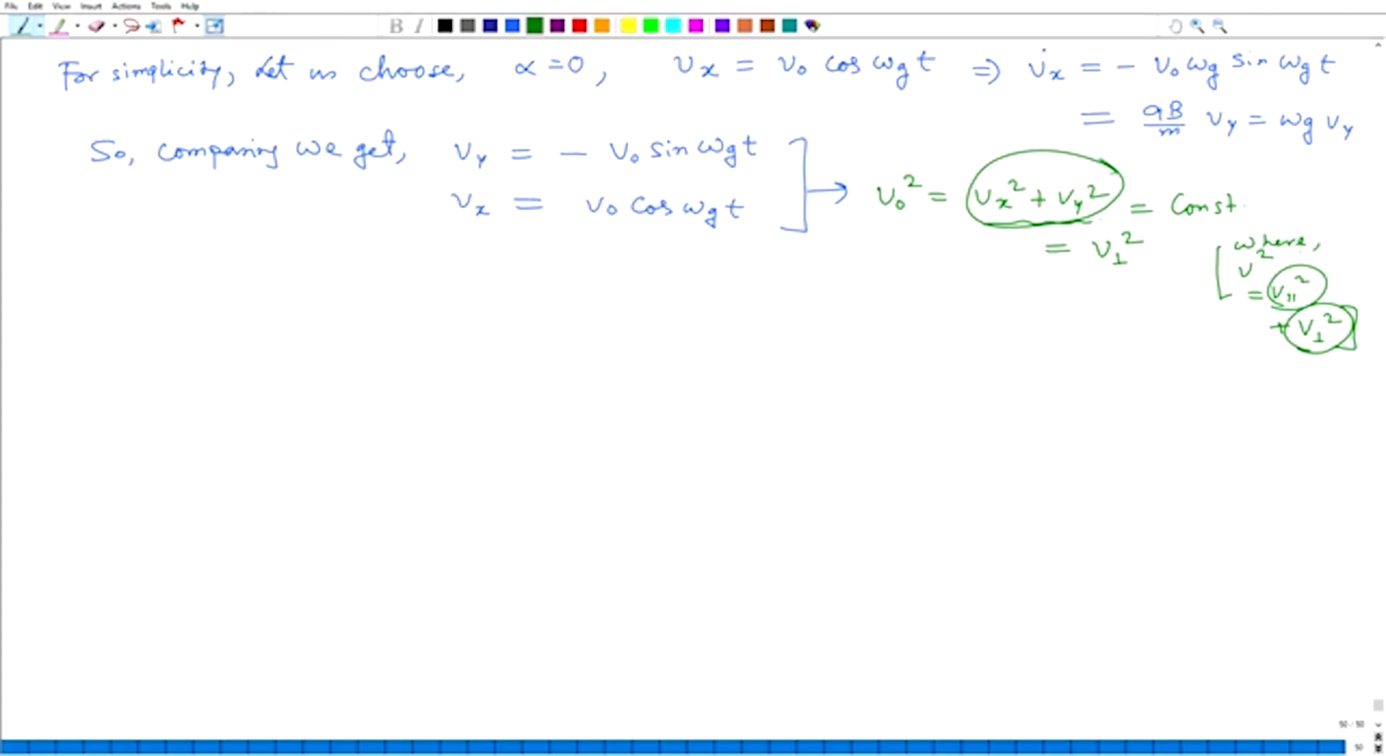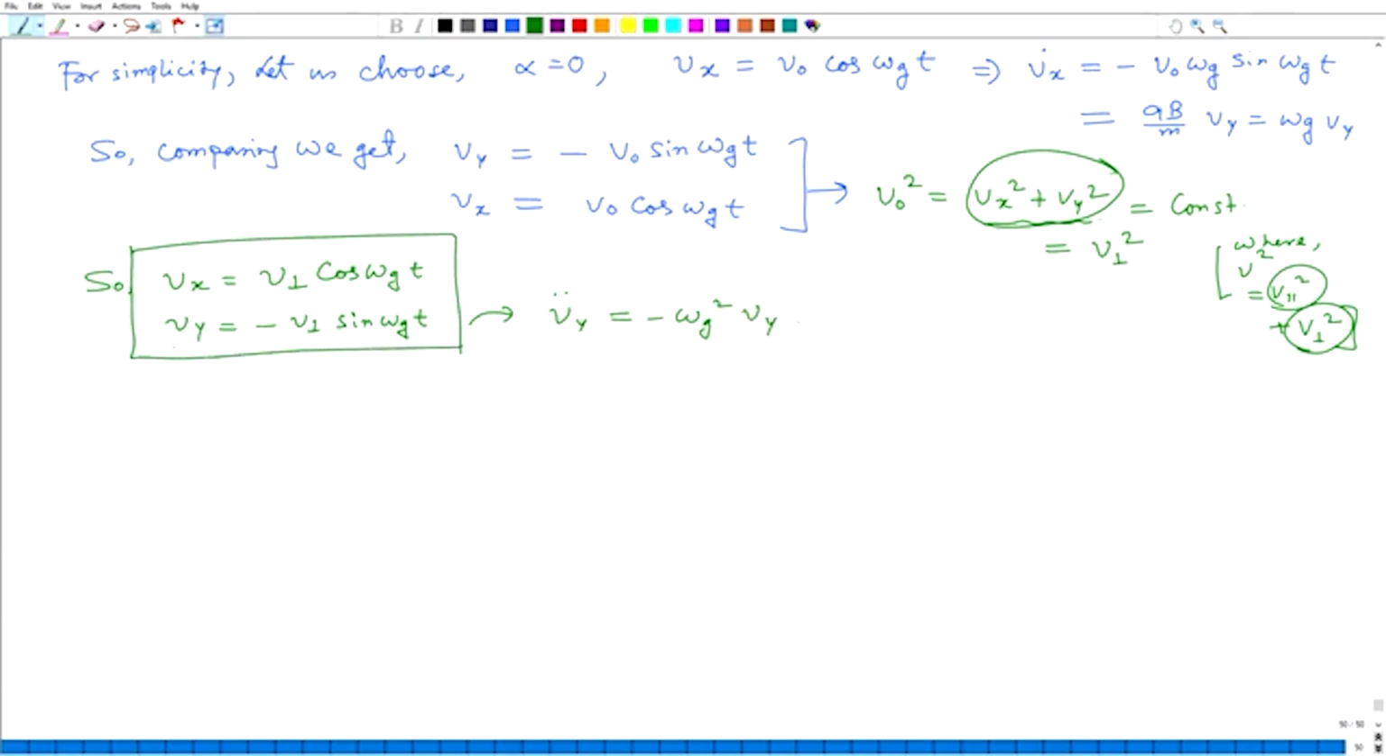If I write this, then I can again write Vx is V perpendicular cos omega g t, and Vy is equal to minus V perpendicular sin omega g t. Yeah, I think this is completely okay. If you now do the same thing with Vy, you can also show that Vy double dot is equal to minus omega g square Vy as well. Now, if you are given these two relations, then you can easily integrate and find the solution for x and y as well.